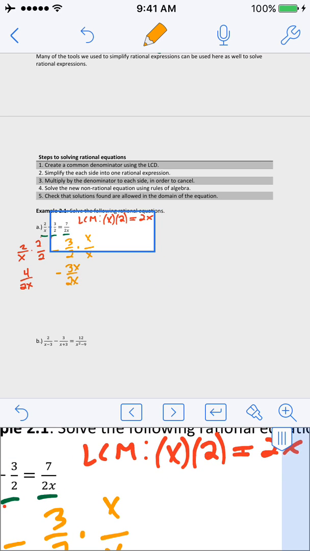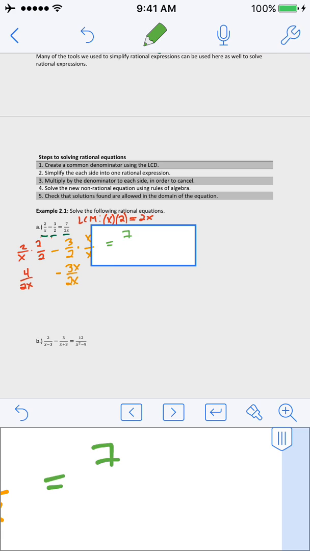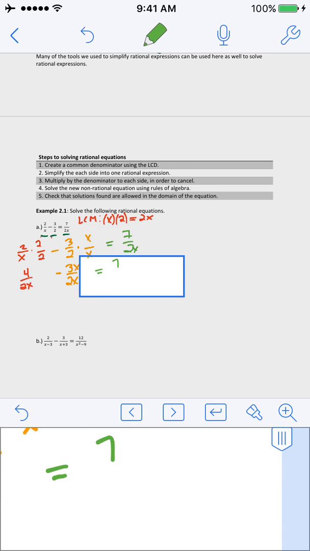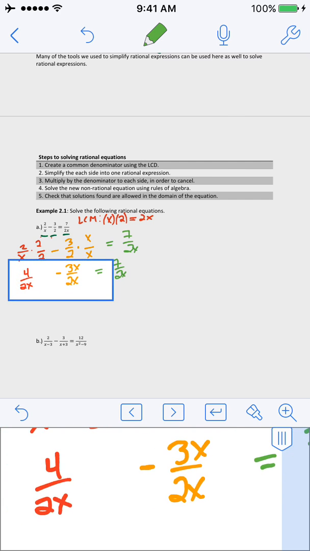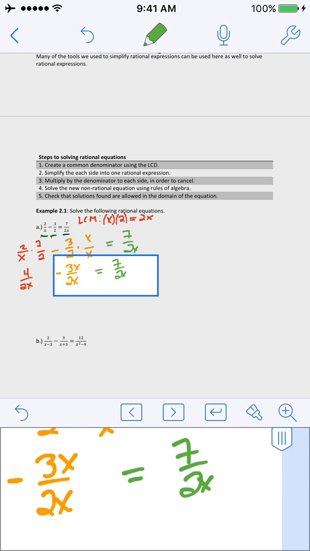Fabulous. The last one, 7 over 2x, right? It's equal to 7 over 2x. What's missing? Awesomely, nothing. So 7 over 2x remains. And I have this new equation, right? Everything is the same on the bottom.